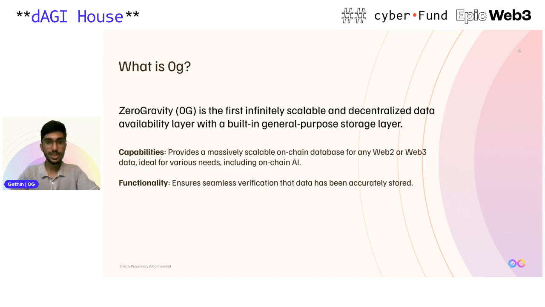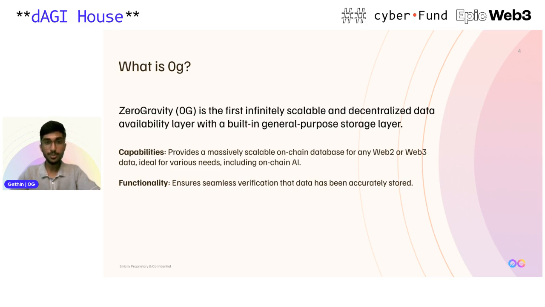Zero Gravity is the first infinitely scalable and decentralized data availability layer with a built-in general purpose storage layer. So what does this mean? I'll start with the words availability layer. A data availability layer means a blockchain in which we can store data which can be retrieved later. So that is the data availability layer. And on Zero G, we have a storage layer. On top of the storage layer, we have a data availability layer, providing a huge database for blockchain. I'll get into detail in the coming slides.